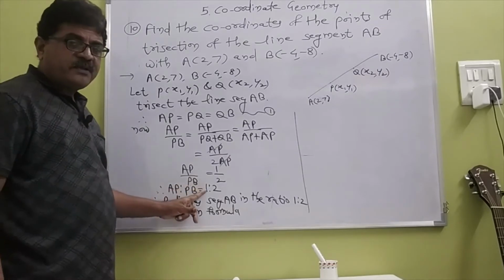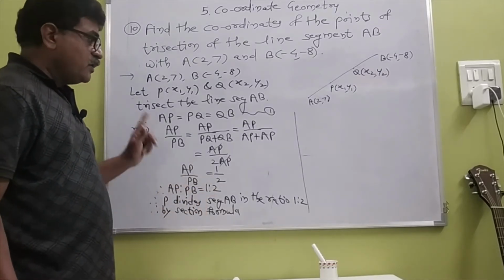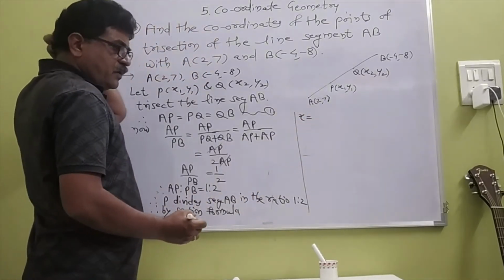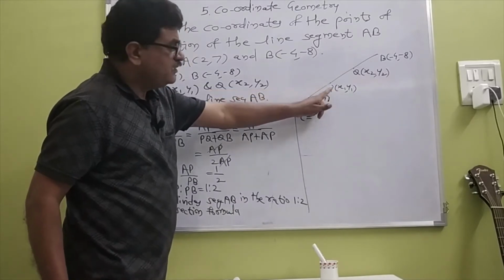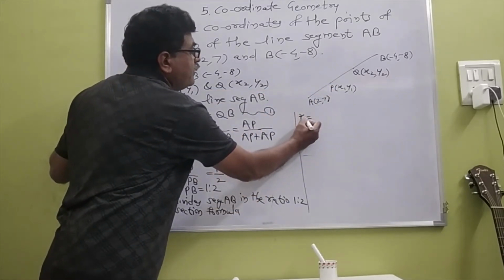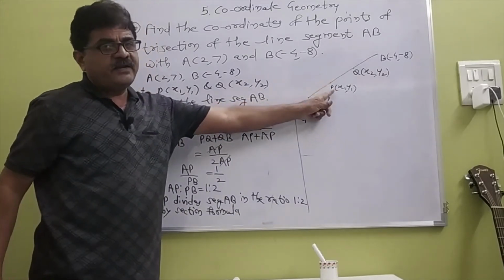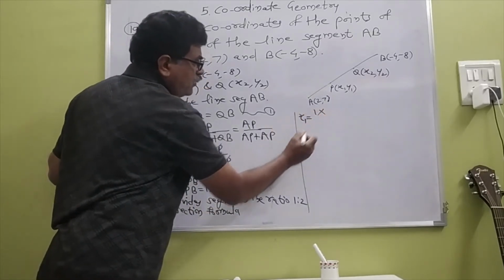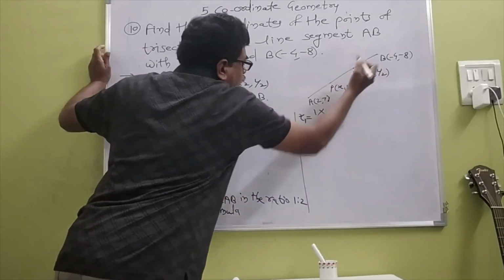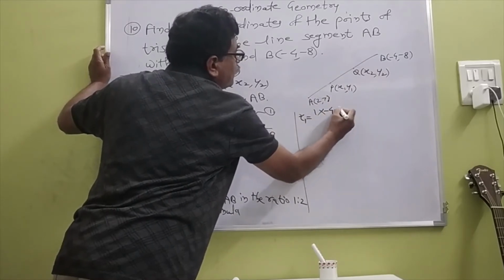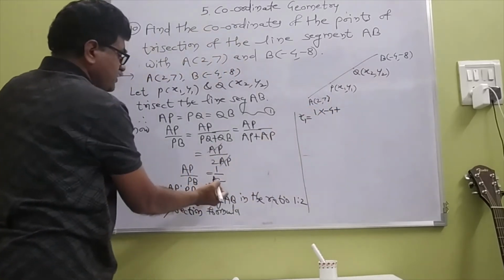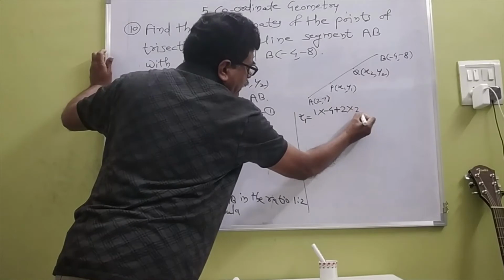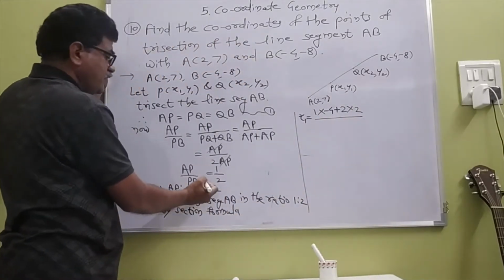here the value of m is 1, n is 2. Now what is the section formula? Section formula is x is equal to... Now here this point divides, therefore take x1 coordinate is equal to (m x2 + n x1) divided by (m + n). The value of m is 1 into x2, x2 is -4, plus n is 2 into x1, x1 is 2, divided by m plus n, that is 1 plus 2.